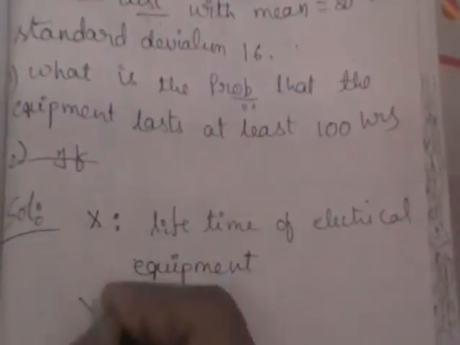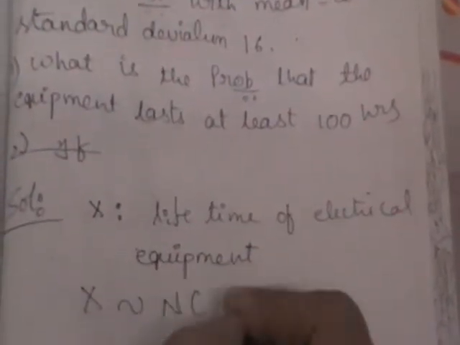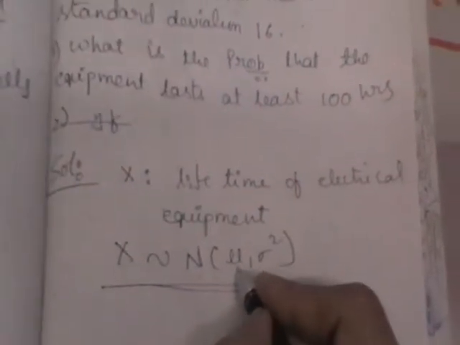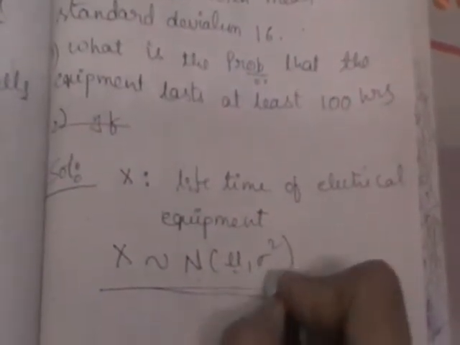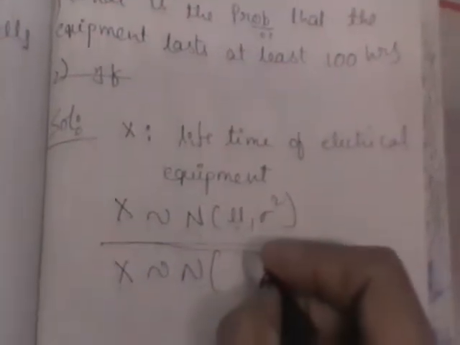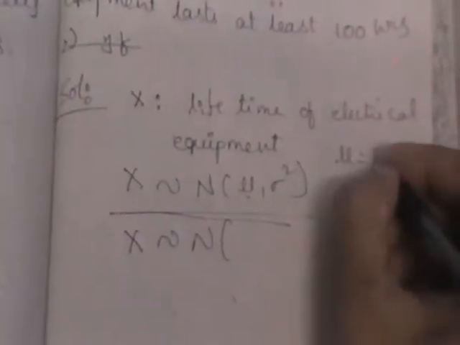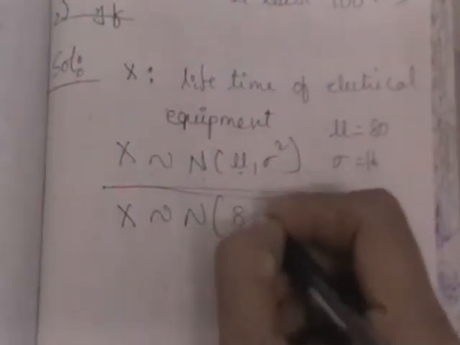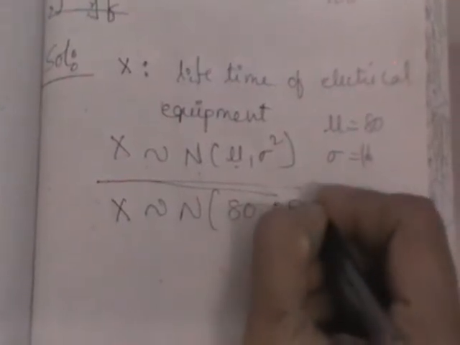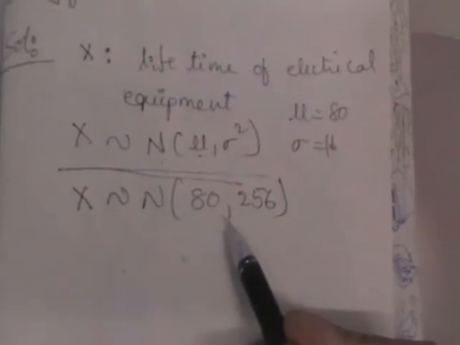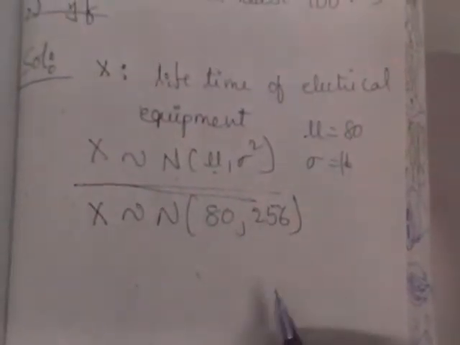So it is given that X is normally distributed. For normal distribution, we write in this way: X follows normal distribution. Its parameters are nothing but mean mu and variance sigma square. So here X is normally distributed, given mean mu is 80, standard deviation is 16. So it follows normal distribution with mean 80 comma variance, the square of standard deviation is called variance. So it is the given part to you.